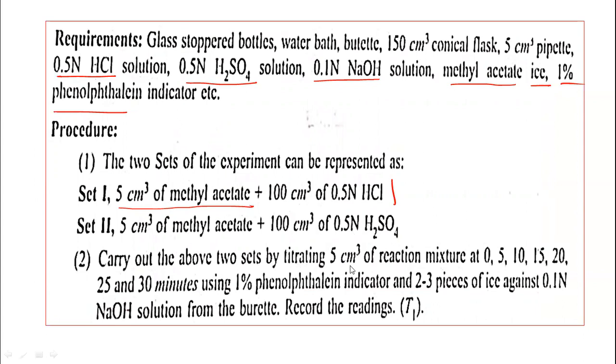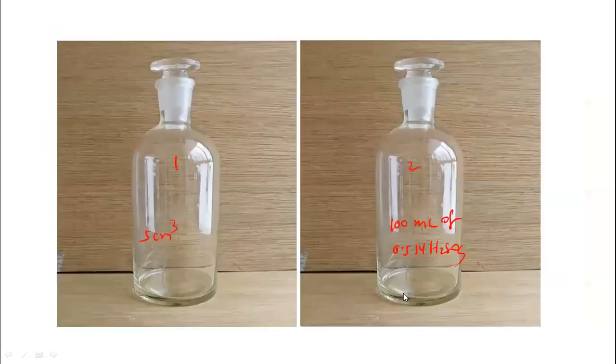Carry out the two sets by titrating 5 ml of the reaction mixture at regular intervals of 0, 5, 10, 15, 20, 25, 30 minutes using 1% phenolphthalein indicator. Every time we have to add ice here. The function of the ice is to slow down the reaction rate, or to decrease the temperature, to decrease the rate of the reaction. For that purpose we are adding the ice. And we note the readings at regular intervals of time.